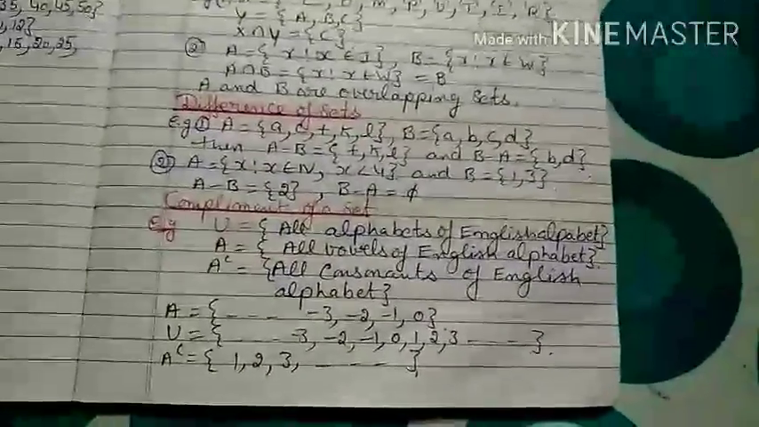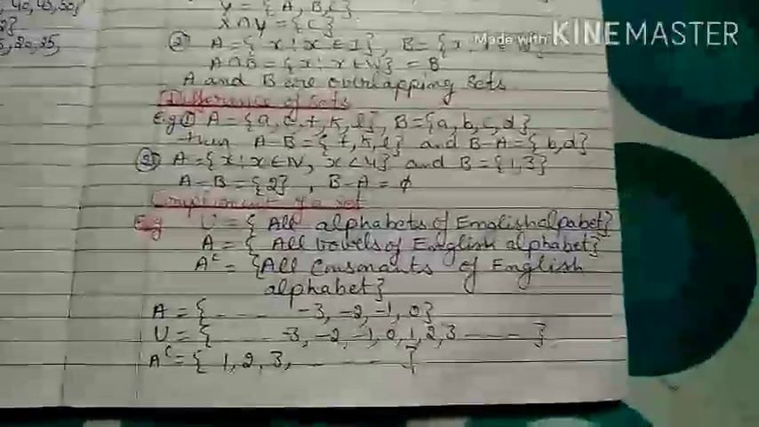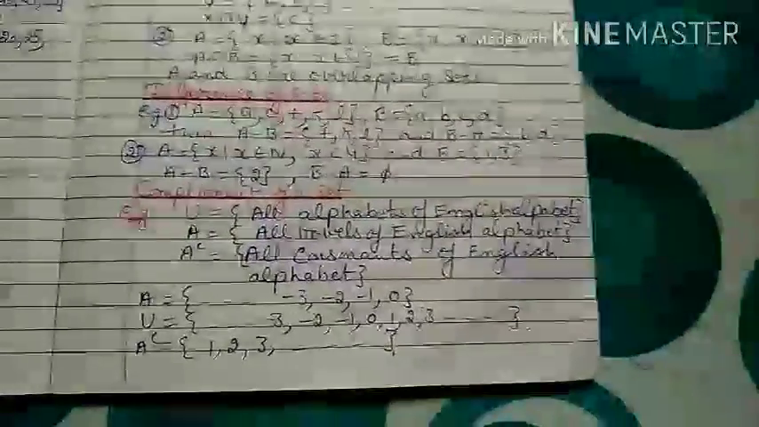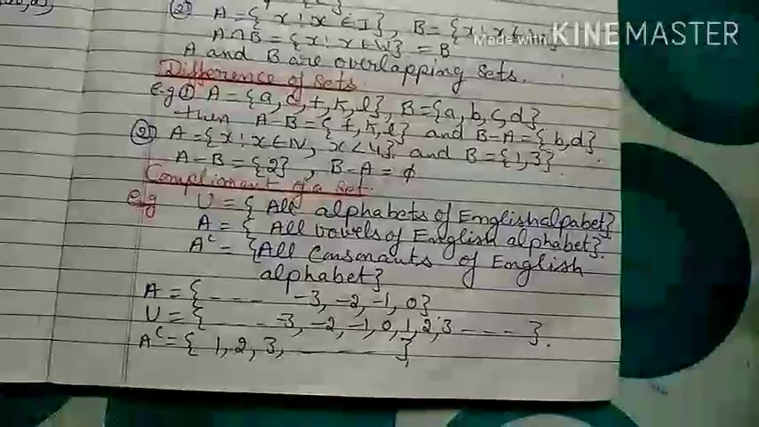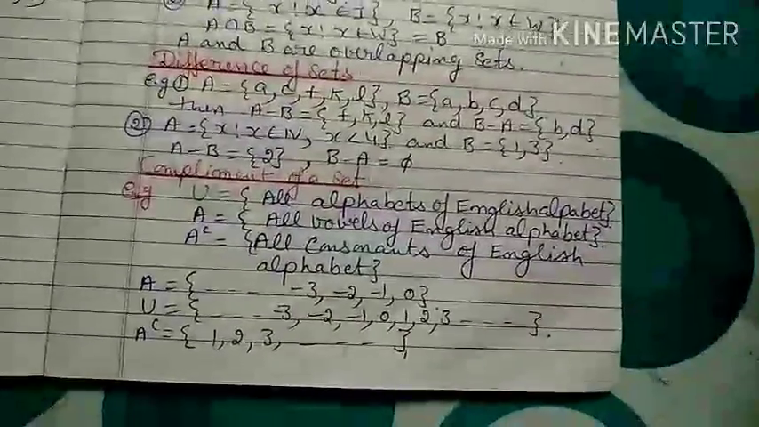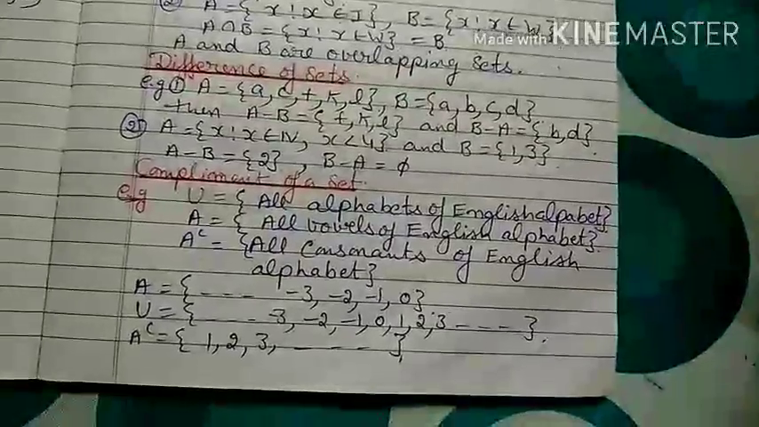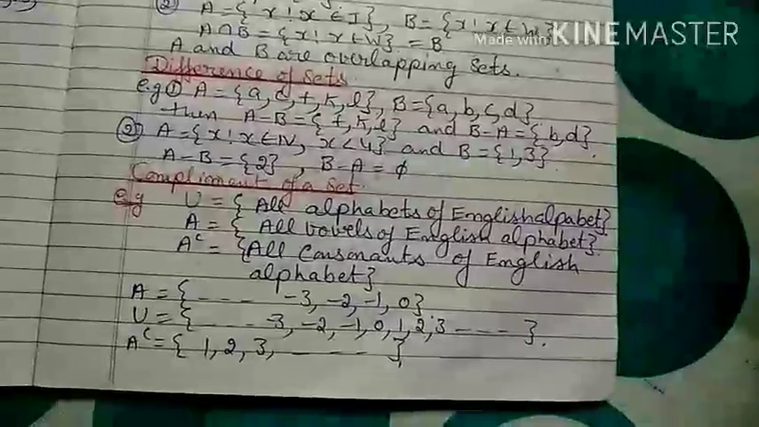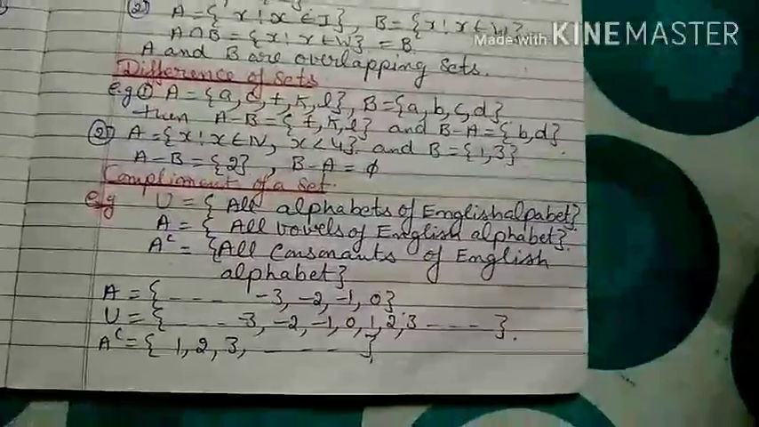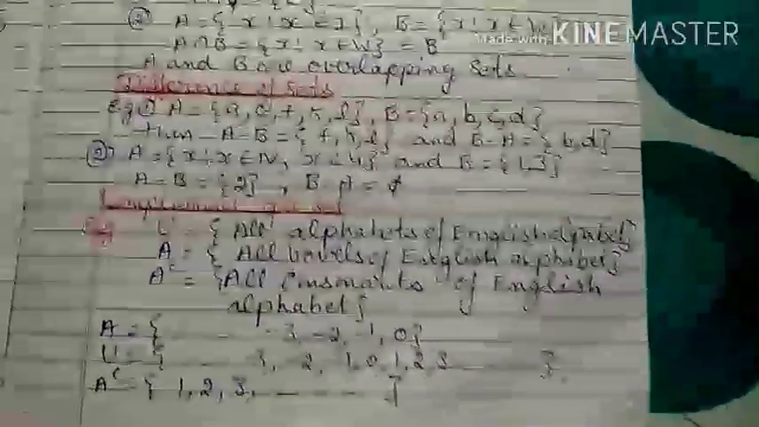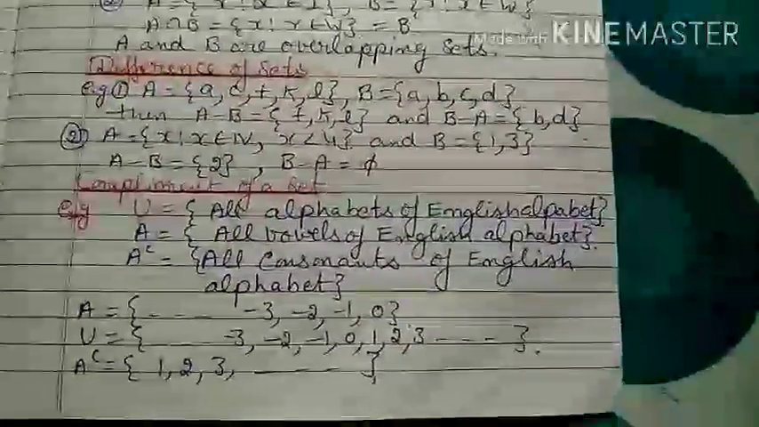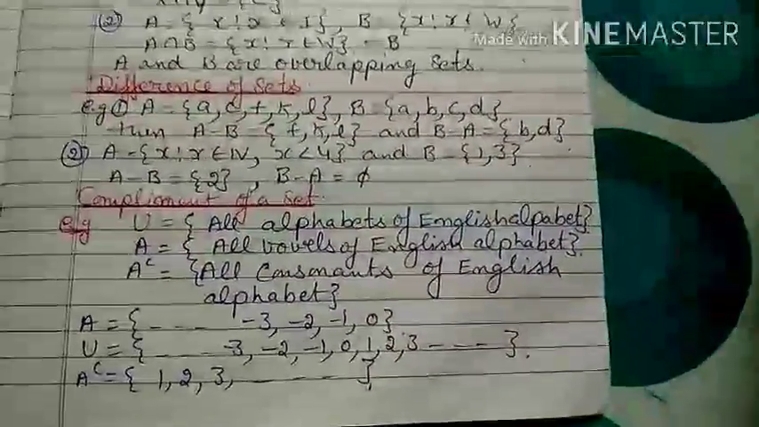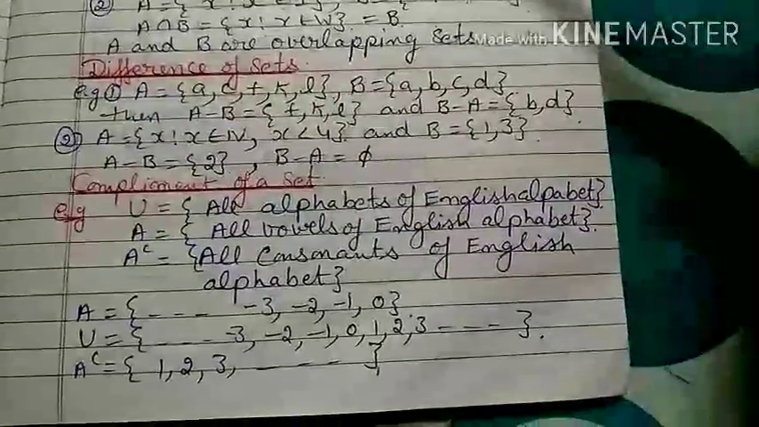Now the difference of sets. Difference of sets means you have to write the elements of the first set but ignore those elements of the first set that are present in the second set. In other words, the common elements between the two sets are ignored and you write the elements of the first set.